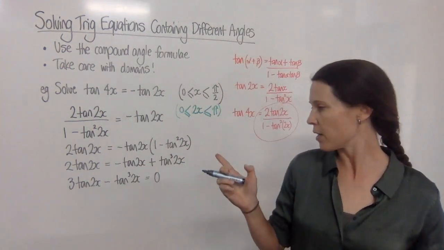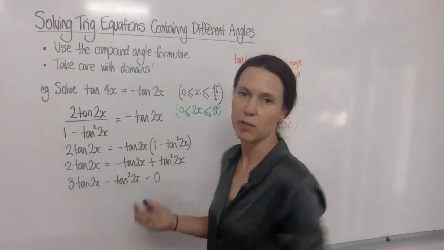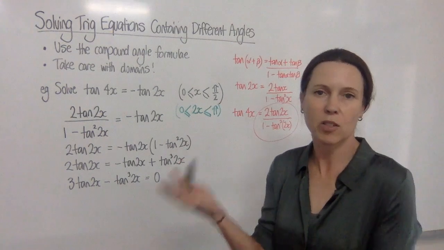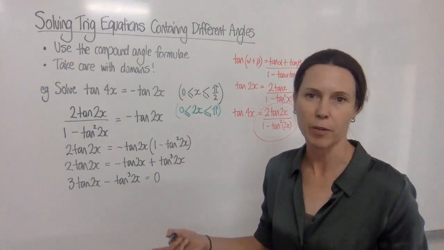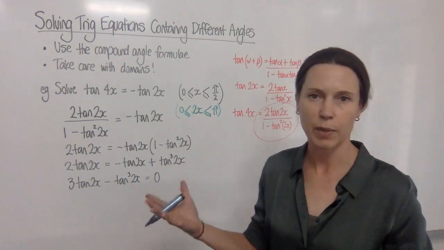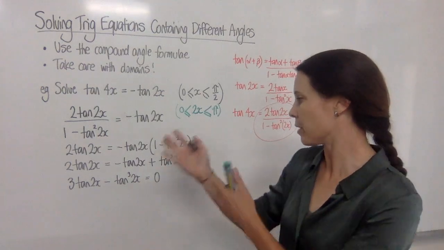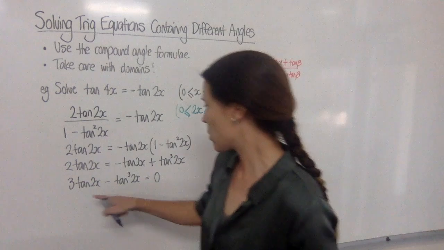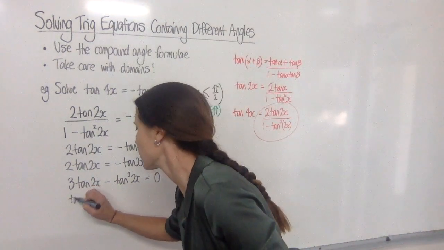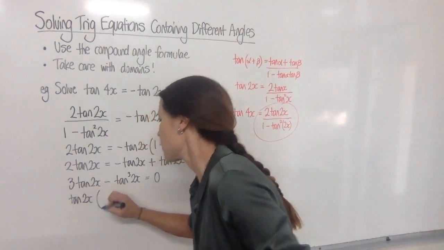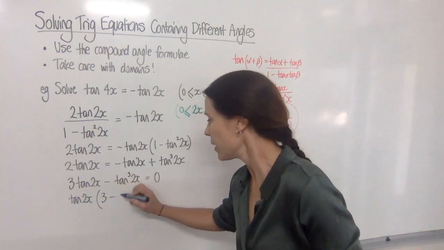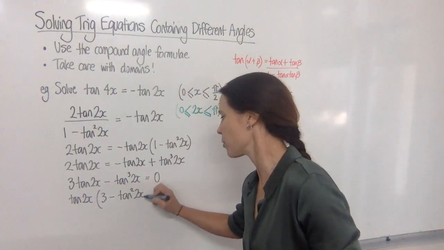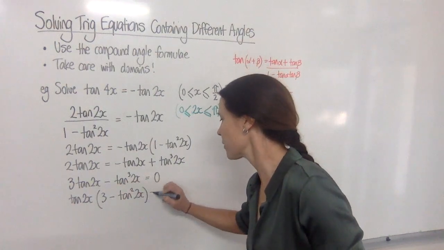Now, the reason I'm doing that rather than leaving some things on each side is that I don't want to divide by tan 2x, because that stops tan 2x being allowed to be 0. So never divide by your pronumeral, or in this case by the tan of our pronumeral. Now I can factorise. So I can bring tan 2x out the front of some brackets, and I have 3 minus tan of 2x squared instead of cubed because I've brought one lot of it out the front.